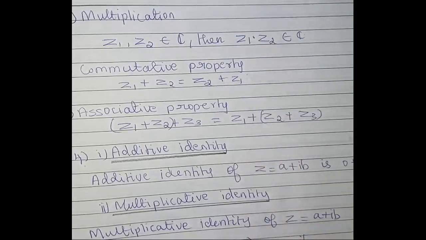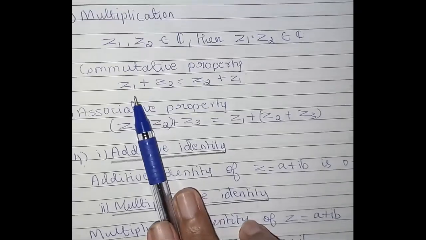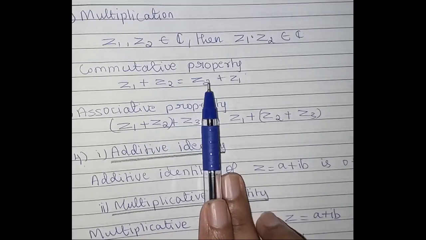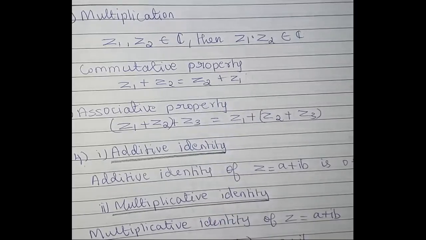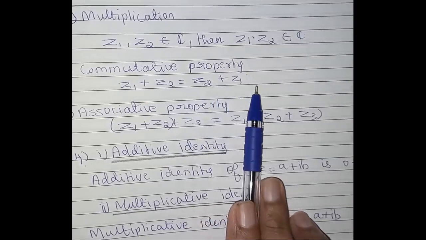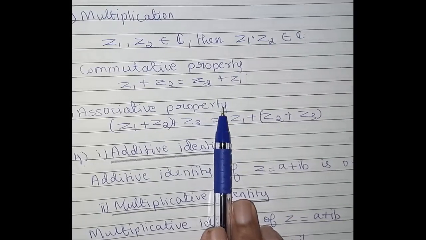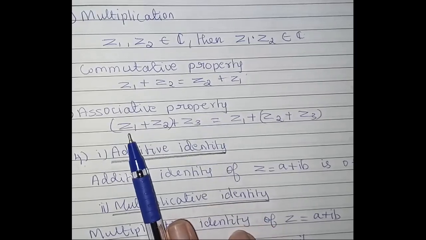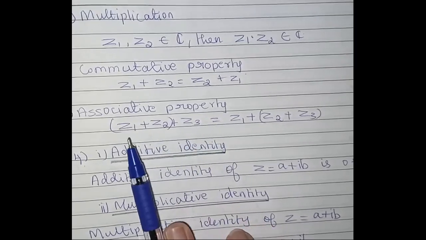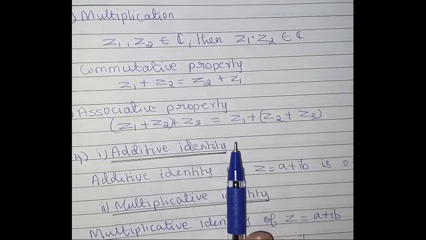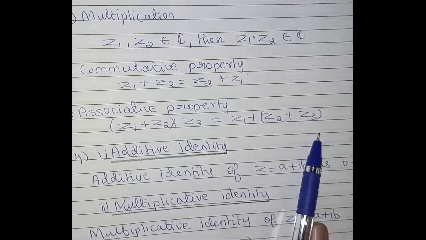Okay. Next, commutative property. What do you mean by commutative property? When I add two complex numbers, z1 plus z2, that will be equal to z2 plus z1. Okay, z1 plus z2 is equal to z2 plus z1. Associative property. So for associative property, we'll be taking three numbers in general. So let them be z1, z2, z3. So z1 plus z2 plus z3 is equal to z1 plus z2 plus z3.